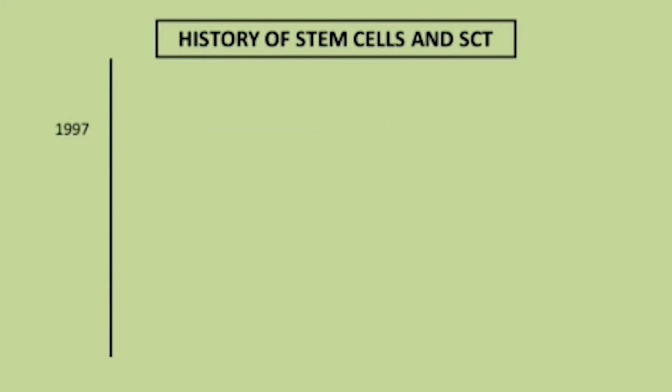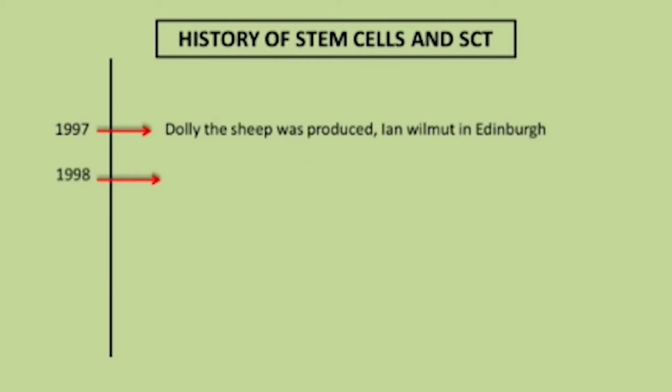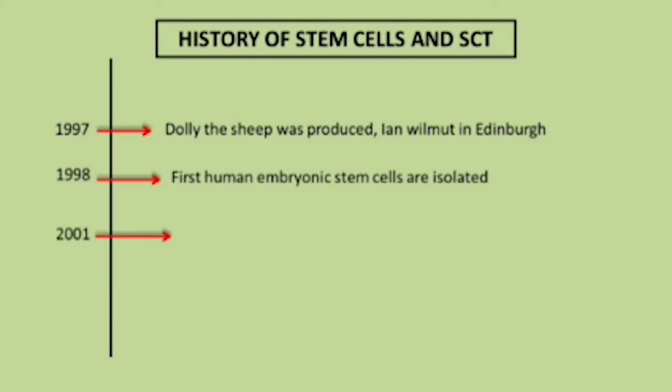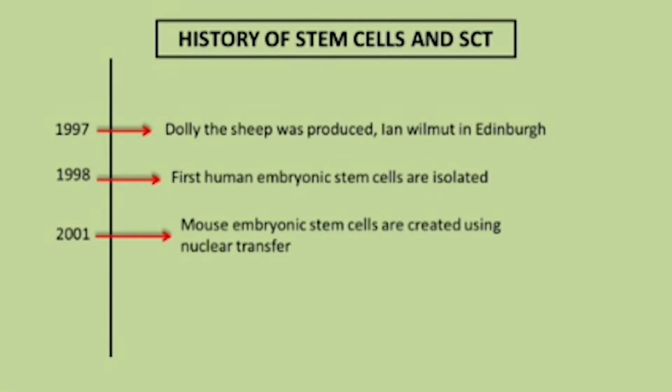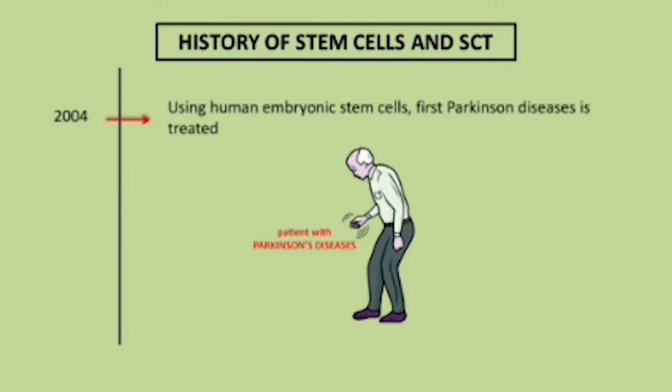In 1997, Dolly the sheep was produced by Ian Wilmut in Edinburgh. In 1998, first human embryonic stem cells were isolated. In 2001, mouse embryonic stem cells were created using nuclear transfer. In 2002, pancreatic stem cells were derived from mouse embryonic stem cells to cure diabetes in mice successfully. In 2004, by using human embryonic stem cells, Parkinson's disease was treated with stem cell therapy.